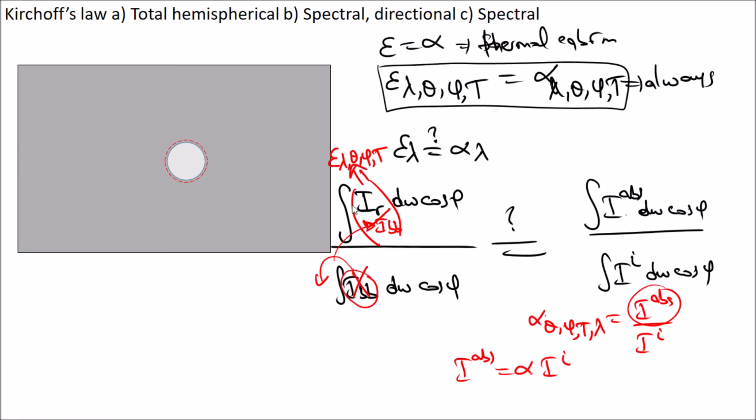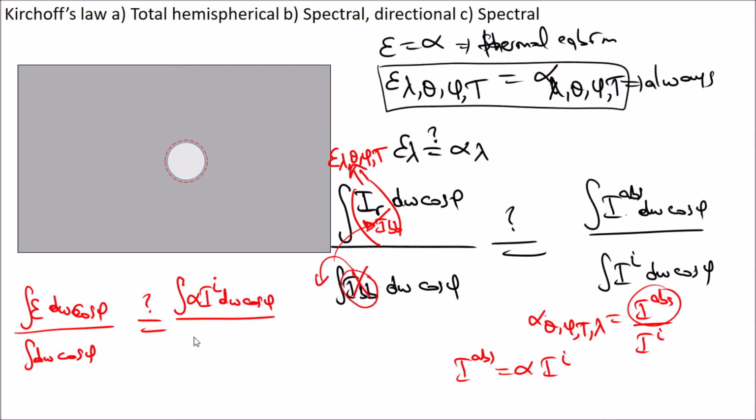So if I write the terms again, the left hand side is epsilon into d omega cosine phi. This one is the spectral and the directional, divided by d omega cosine phi. The question is, are these quantities equal? For the right hand side I will write alpha and the incident intensity into d omega cosine phi, divided by I incident d omega cosine phi. Are these two quantities equal? Then we should look for the equality conditions.